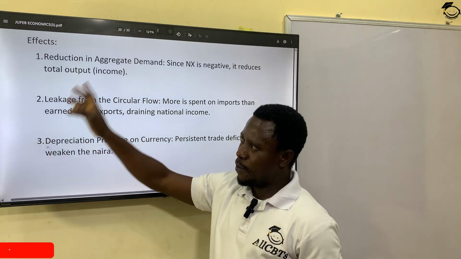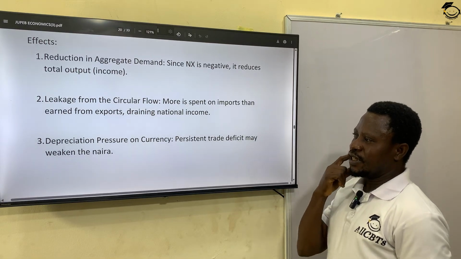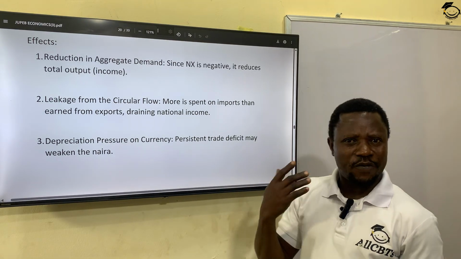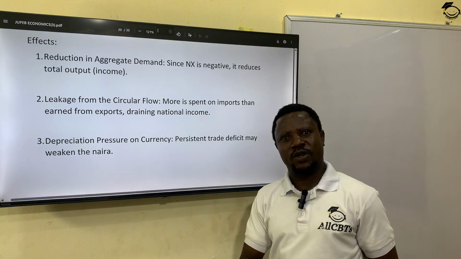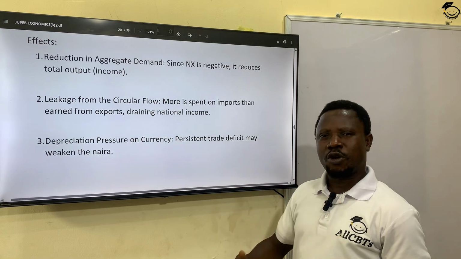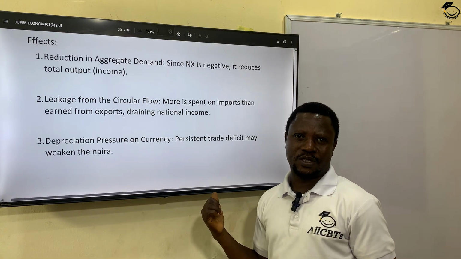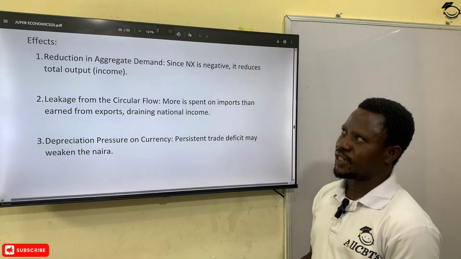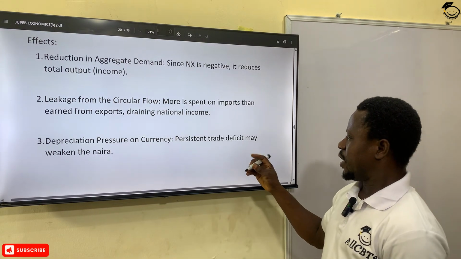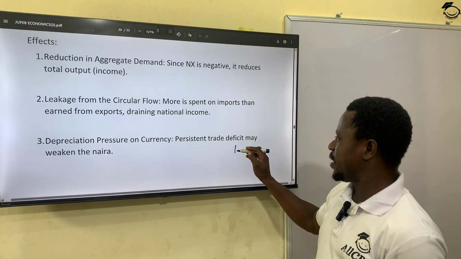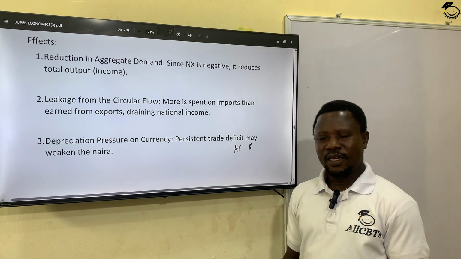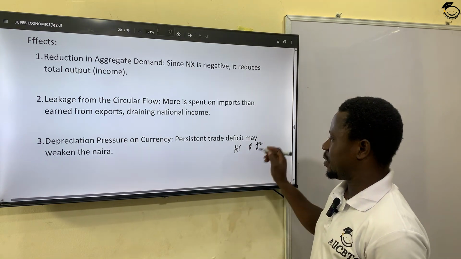Three, another effect on this income model is that there's depreciation pressure on the currency. Do you know why? When you continually have a deficit in your foreign trade over the years, there will be pressure on your currency, and your currency will become weakened, devalued. And that's what's happening to Nigeria today. You can imagine the Nigerian currency at the time of independence, when we had a very robust economy based on agricultural products. At that time, 1 naira was greater than $1. The equivalent of 1 naira then was about 2 pounds.